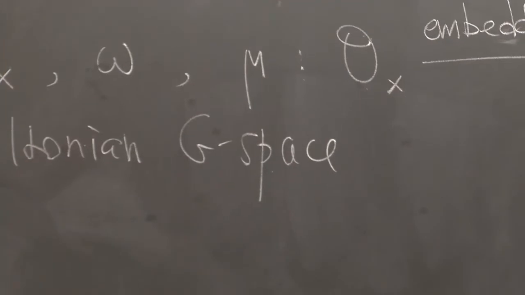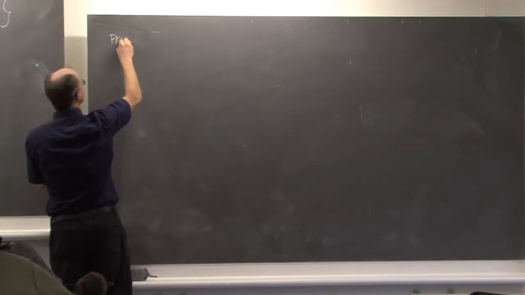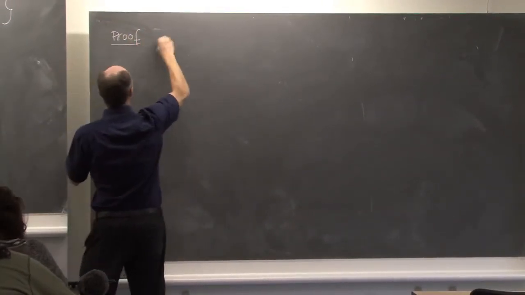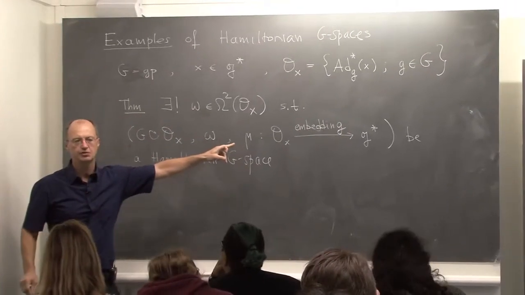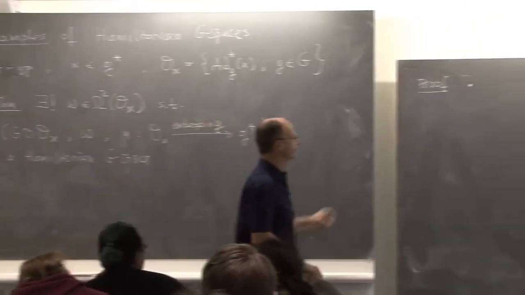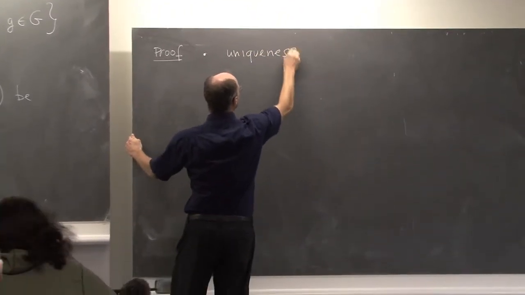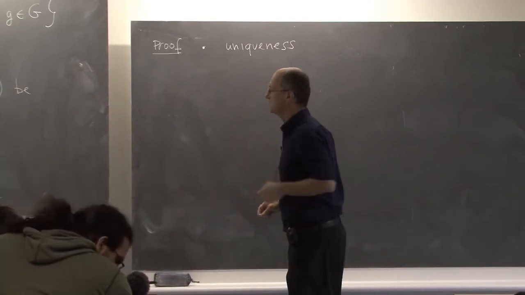I think on the way I will need a little bit more Lie theoretic notation, but what to do? So maybe let me start with uniqueness. I need to show the existence of omega making this triple into a Hamiltonian G space, and then I need to show uniqueness, but the uniqueness statement is actually easier.